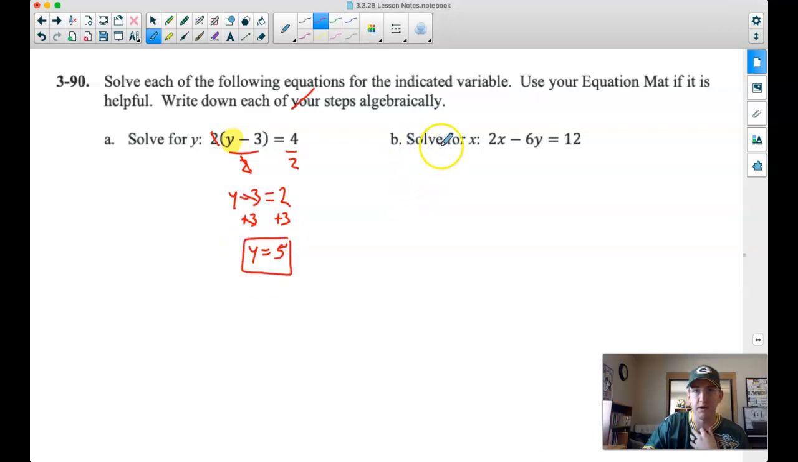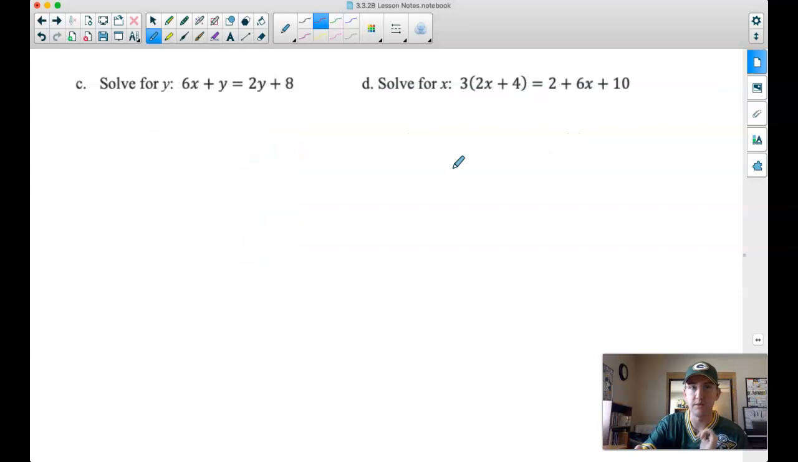All right, I'm going to skip part B, do that one on your own. Check that one in the filled in notes a little bit later. I'm going to show us C though, because this is a little bit different. Now we have 2 variables. We have 6x plus y, and then we have 2y plus 8. And again, we want to solve for y.